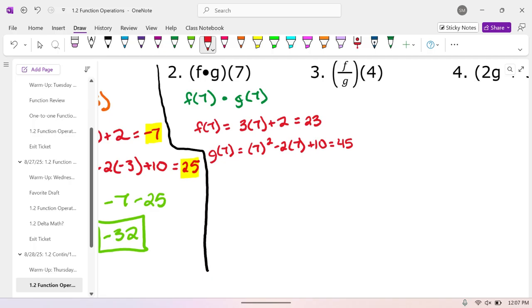All right. So now we just have to take these two numbers and do what? Multiply them. So now we're doing f times g of 7, which is simply 23 times 45, which will be what? 1035. Good.